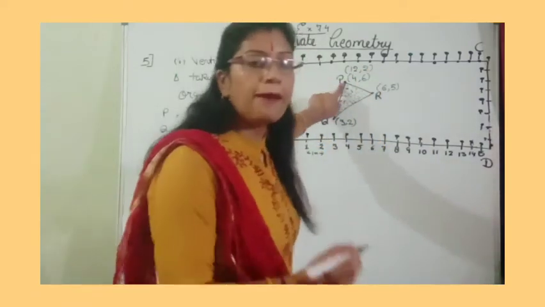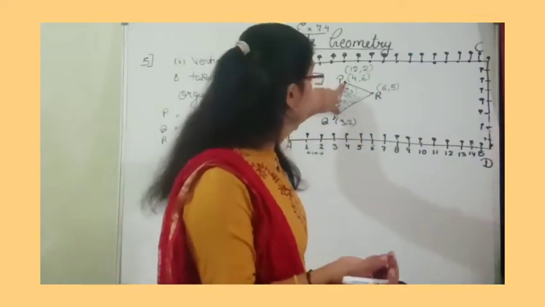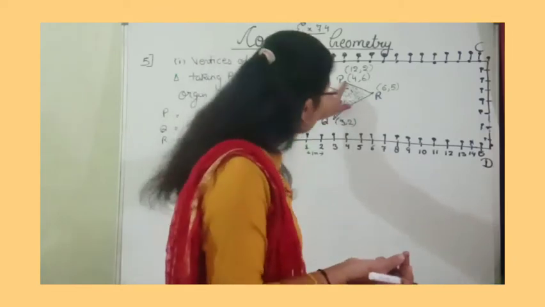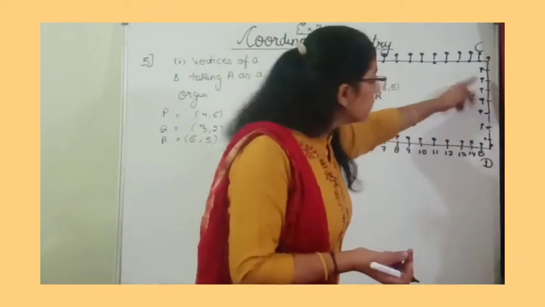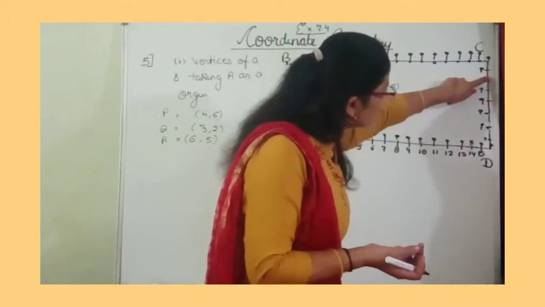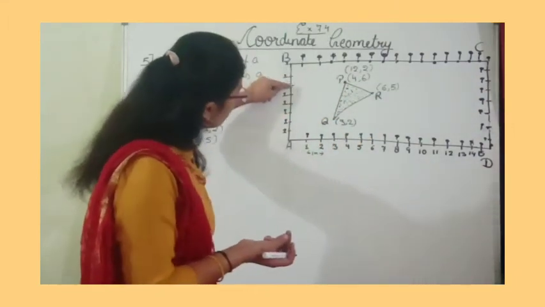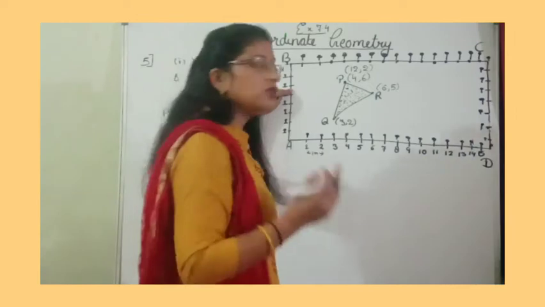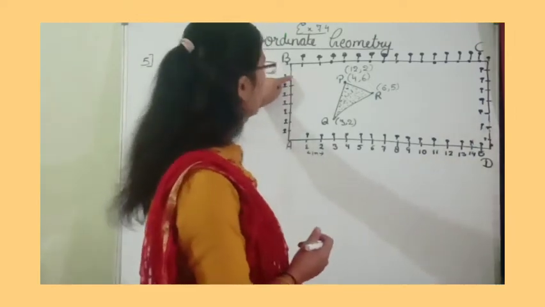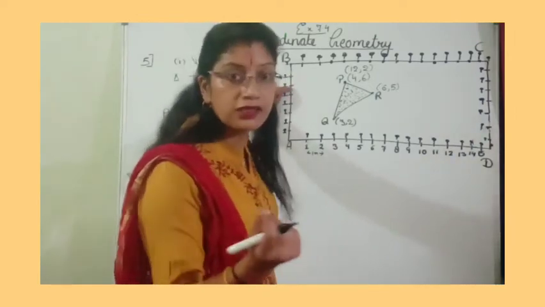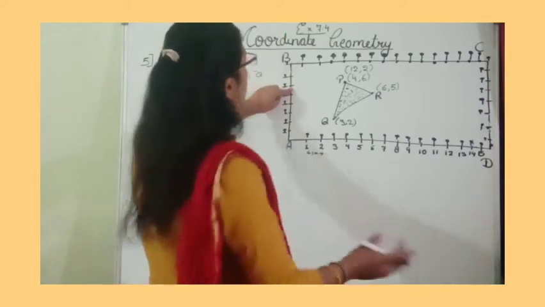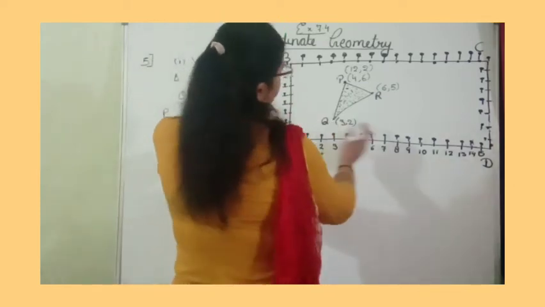Sometimes it happens in your board examination, the figure is given to you, but exactly it doesn't come at 2. Maybe the vertex comes somewhere in between, but you have to take the approximate value. That means you have to take either 1 or 2, whichever it is closer to. Okay.